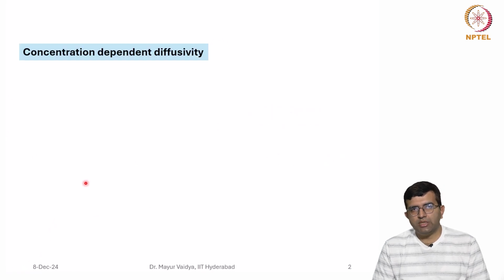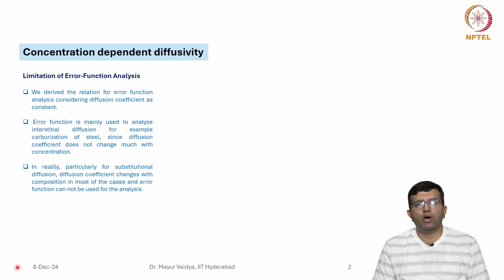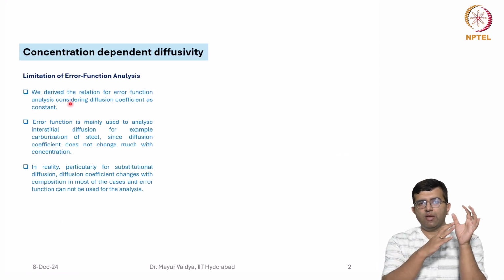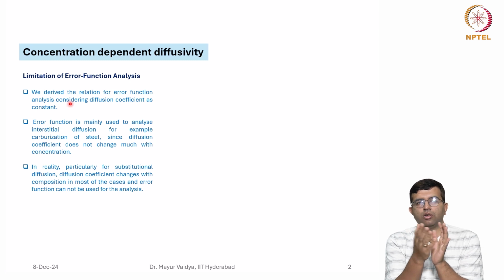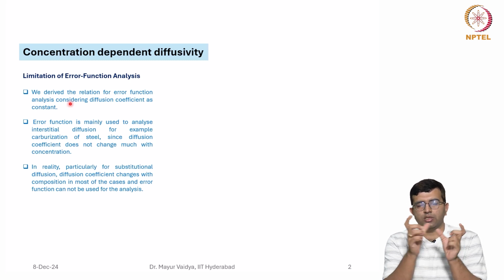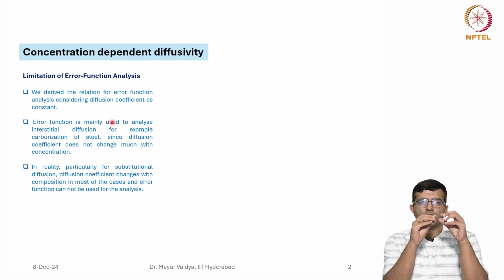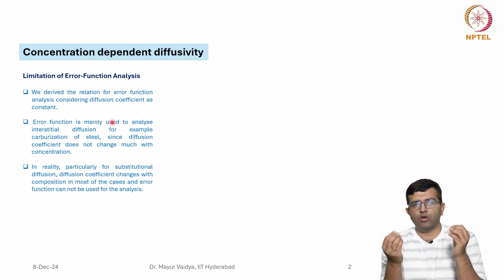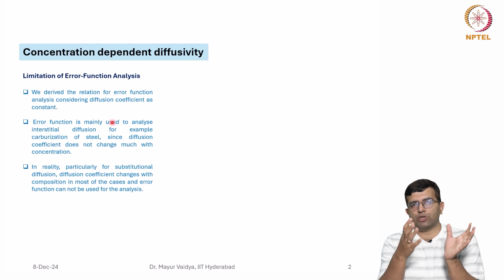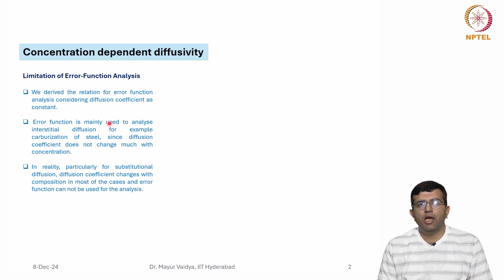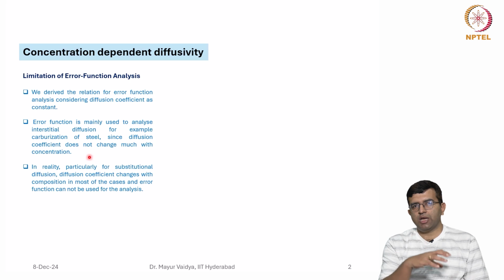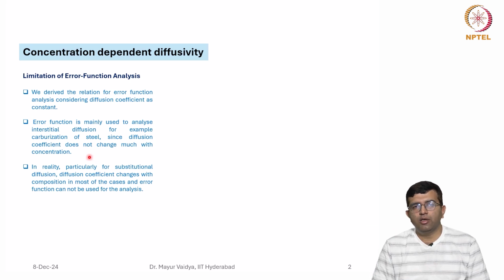Earlier we derived the diffusion couple equation using error function analysis. The solution contained the error function, but there we considered the diffusion coefficient as constant. If you remember, we said that the concentration of B should be small, the gradient should not be large, and the diffusion coefficient of B should be sufficiently higher than that of A. This is mainly used for analyzing interstitial diffusion, since there the interstitial atom diffuses at a much faster rate than the parent atom.